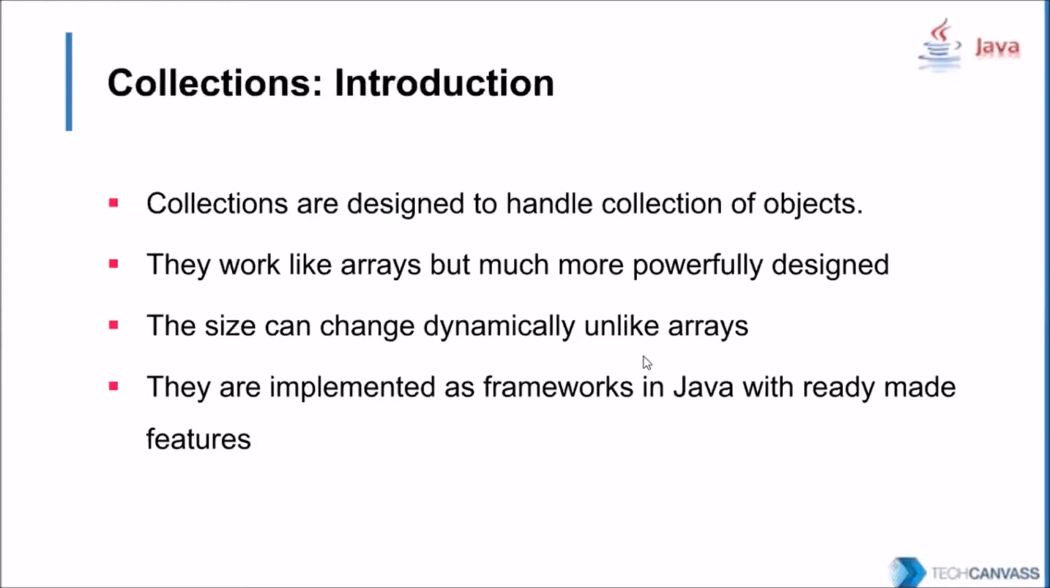The Java collection framework is actually a collection of interfaces and classes which have ready-made features in them, which help us in storing and processing data in a much better and more efficient way. We would see those usages in the examples in today's session.